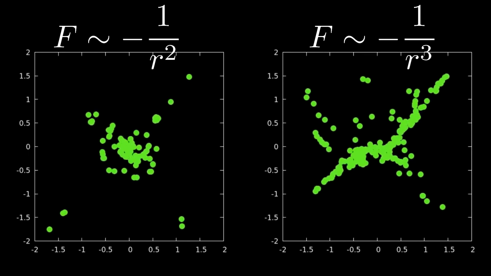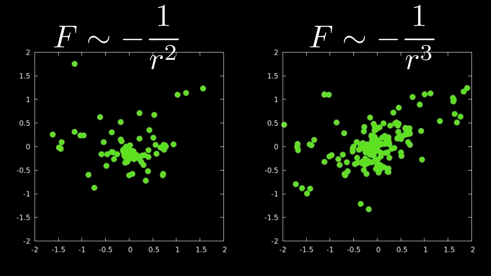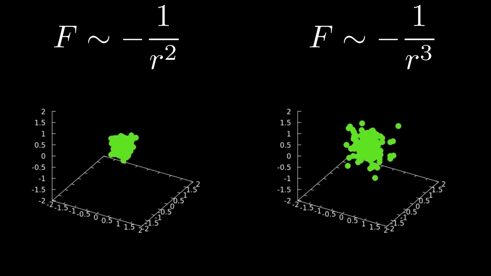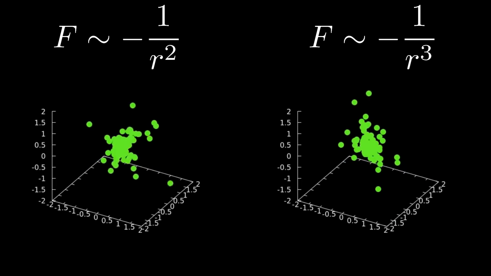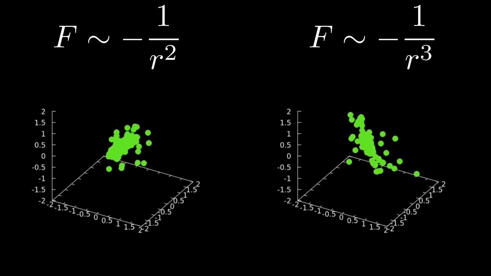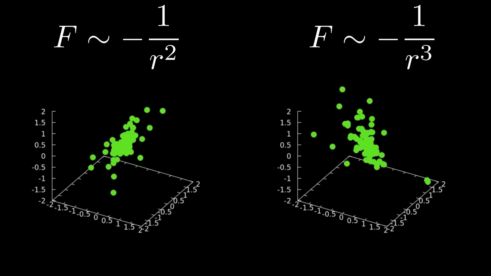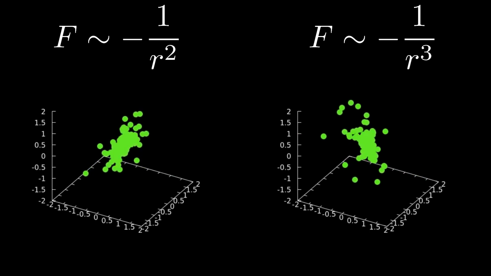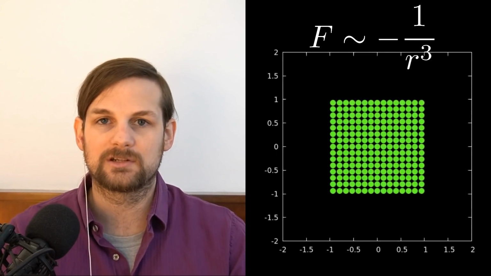It looked almost identical to the 1 over r squared force law, just a little bit slower, which again is probably what you would have expected. Here again are the 4-dimensional simulations side by side, and they look pretty similar. Again, the only difference is that the 1 over r cubed force law seems to be moving just a little bit slower.